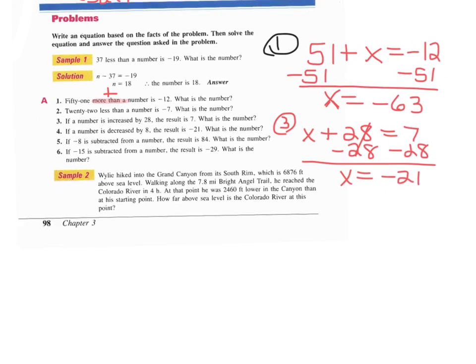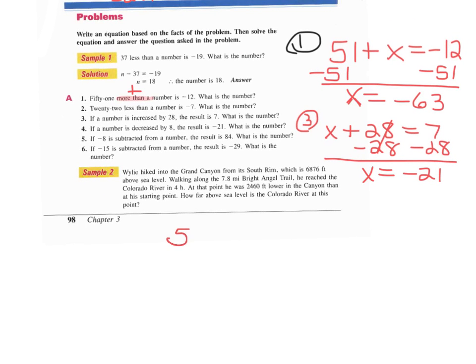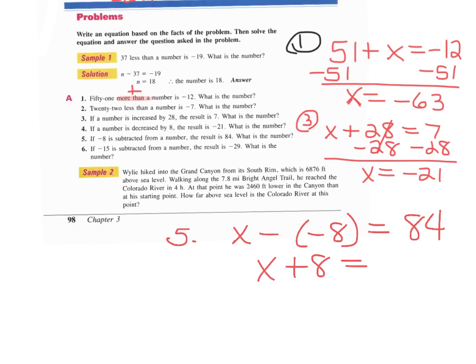Okay, let me show you number 5. It says, if -8 is subtracted from a number, so be careful with this, you're taking a -8 away. So it's a minus minus. And then it says the result is 84. So here what I would do is simplify and make this a plus sign, and now begin to solve. And when I do that, I subtract 8, leaving me with x equals 76.